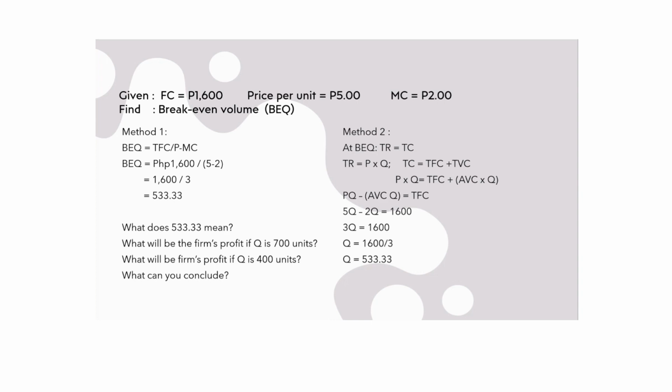And then we rearrange the variables, put together like values, so we have all Q's on the left side, and then TFC remains at the right side of the equation. Since our price is 5 pesos and AVC is equal to the MC, which is 2 pesos, then Q is unknown. So we have 5Q minus 2Q equals 1600. So that's how we got Q equals 533.33, which is similar to using method 1.